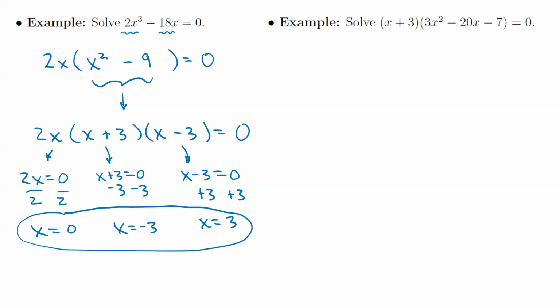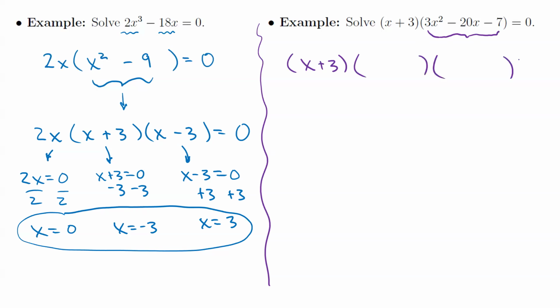The example on the right here is already in a factored form. It's x plus 3 times this other factor equals 0. So you could apply the zero factor theorem to both of them. But before you do, what you should do is check to make sure that even this factor here can't be further factored. Well, since it's a quadratic expression, there's a decent chance that maybe it can. So what we're going to do is do x plus 3 and then see if we can factor the 3x squared minus 20x minus 7.